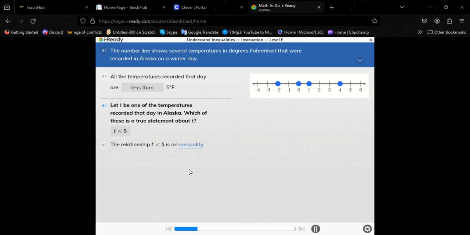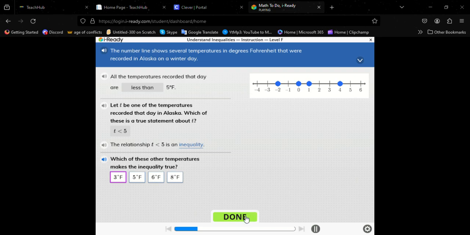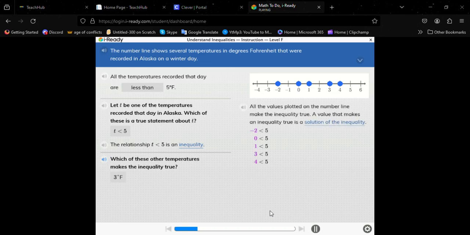The relationship T is less than 5 is an inequality. Which of these other temperatures makes the inequality true? Good job! You can plot this temperature on the number line. All the values plotted on the number line make the inequality true. A value that makes an inequality true is a solution of the inequality.